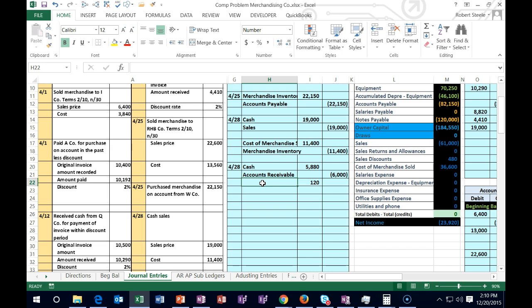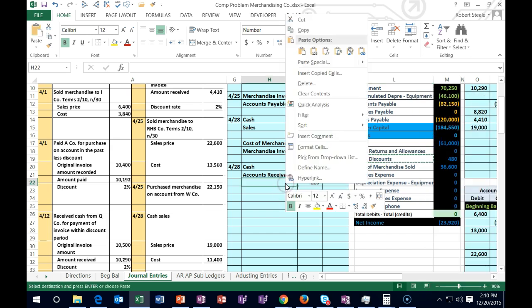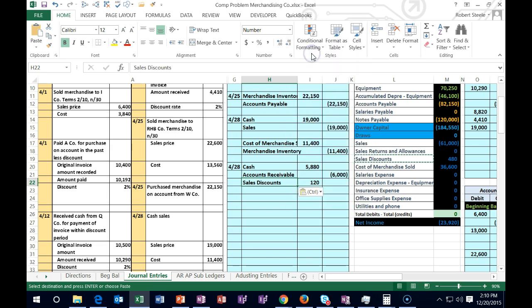Then we need to record what the discount will be. And in this case, it will be sales discount. So remember, sales was overstated when we recorded it. We don't want to reduce sales with this debit, even though it would reduce sales, because we don't like reducing sales. We make a contra sales account called sales discount, which has a debit balance, basically reducing the sales. So we're going to copy that. We're going to paste that down here in H22, right click and paste it, 1, 2, 3.